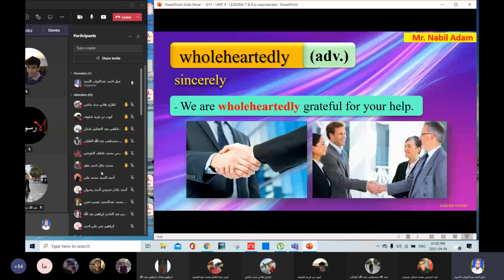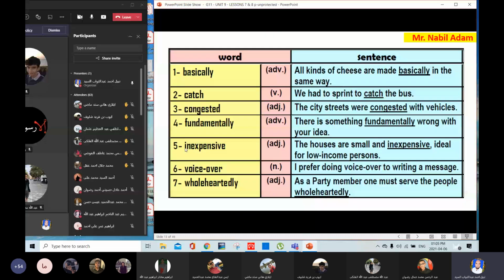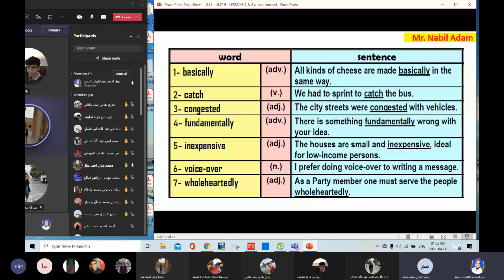Who can read the first example? Yes, Muhammad Jalal. Yes, teacher. Basically, all kinds of cheese are made basically in the same way. Thank you. Munir, 2. We had to sprint to catch the bus. Very good. Number 3, Subhi. Congested. The city streets were congested with the vehicles. Very good. Next, Amar Lutfi.